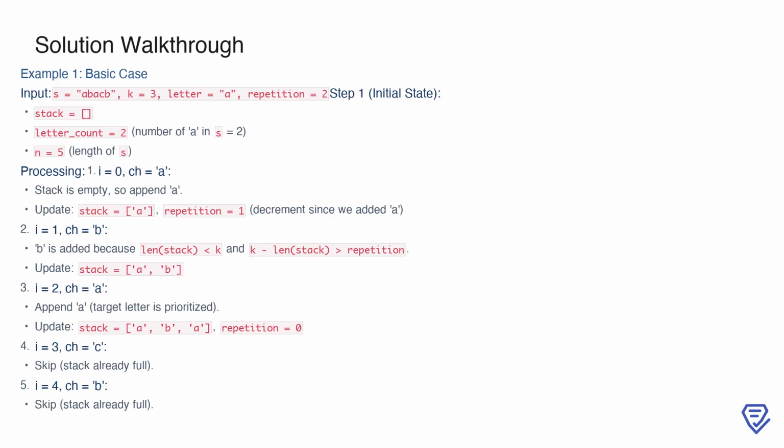At index 1, the character is b. Here, we add b to the stack because the stack length is still less than 3, and we ensure there's enough space left in the stack to meet the repetition requirement. At index 2, the character is a again. Since a is our target letter, we prioritize it and append it to the stack. This fulfills our repetition requirement for a, so the repetition count becomes 0. At indices 3 and 4, the characters are c and b, but we skip both because the stack is already full with 3 elements, which matches the required length. This completes the processing for this example.